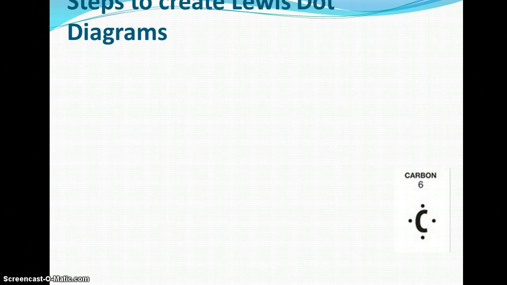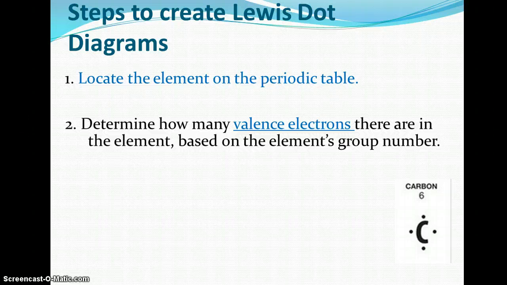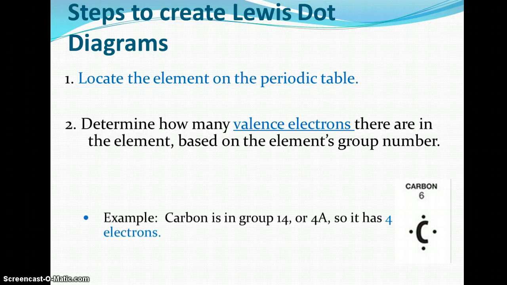In order to create Lewis dot diagrams, we need to follow a couple steps. The first step is to locate the element on the periodic table. We need to know what group it's in, so we want to find it on the periodic table first. Once we've done that, we're going to determine how many valence electrons there are in the element based on the group number. Again, reminder, group number 1 has 1 valence electron, group number 2 has 2 valence electrons, and so forth. The only ones that we're not going to be drawing Lewis dot diagrams for are our transition metals, and that's because they have different numbers of valence electrons.